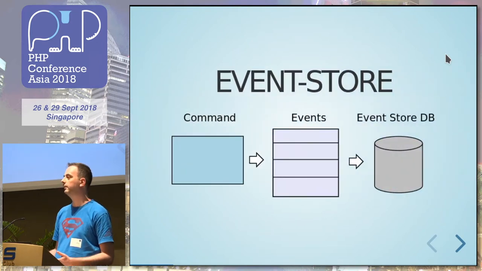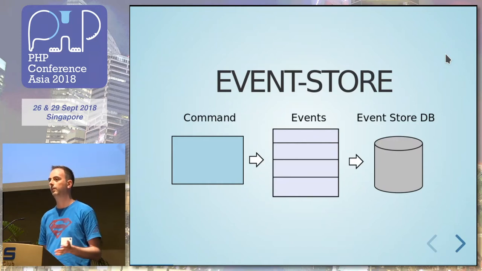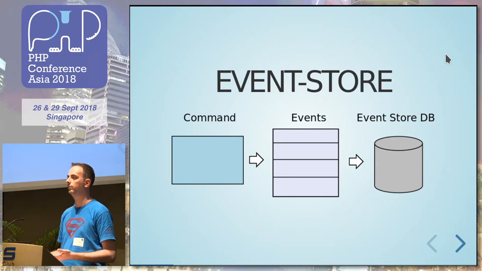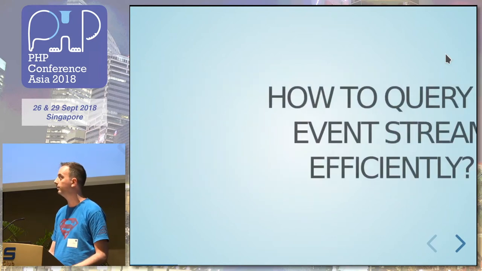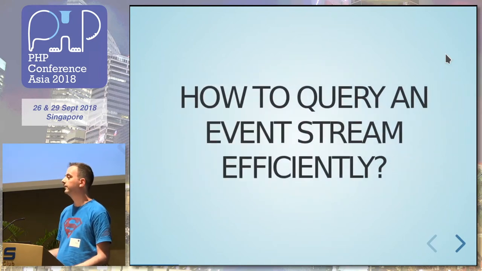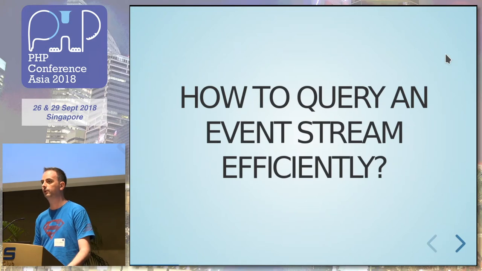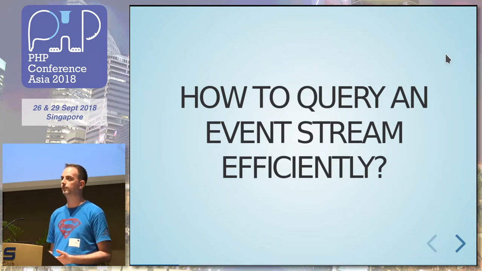So basically how a system works is you got commands coming into your system, and each command can issue one or more events, and these events are then persisted into some kind of event store database. So one question that usually comes up very often is, how can I query an event store effectively? Like, I want to have a list of all users who are from Singapore. Actually, with an event stream, you can't do this in an efficient manner.